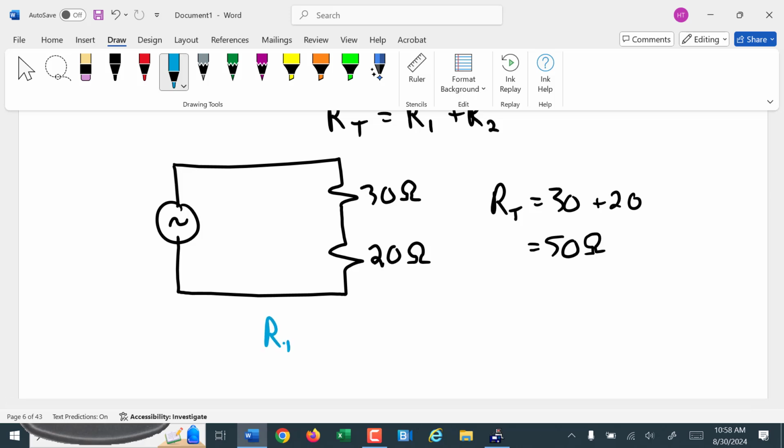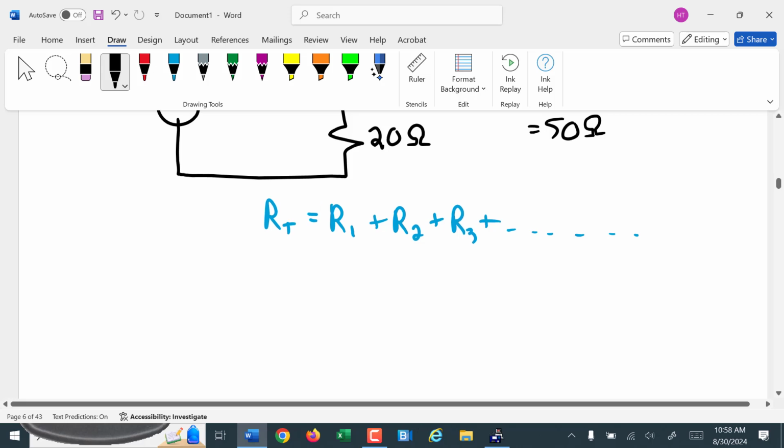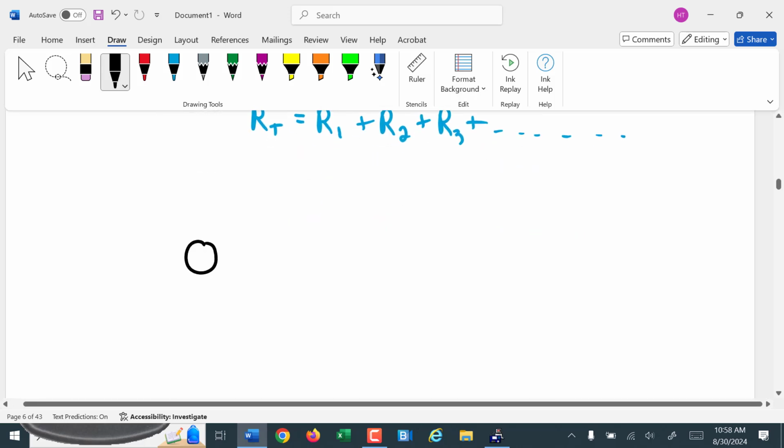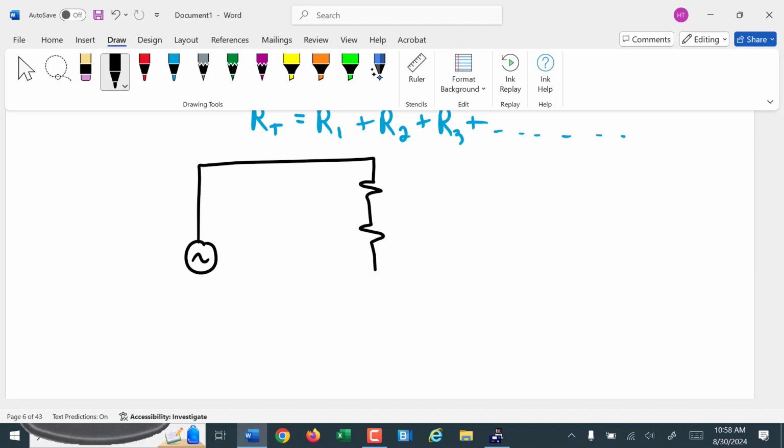Relatively simple to figure out. This can extend to as many resistors in series as we want, as long as they're all on a single path. So the total resistance is R1 plus R2 plus R3 plus as many as we want to keep going.